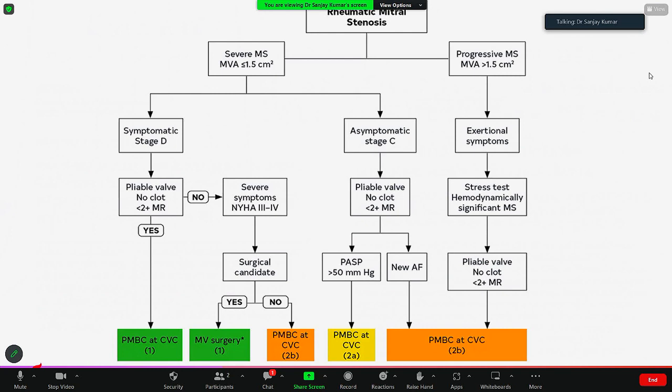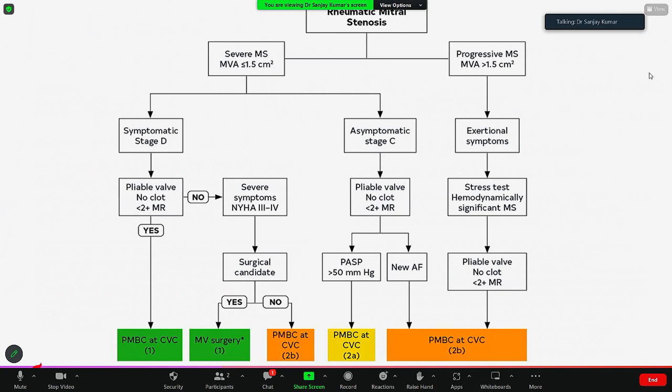If the patient has severe mitral stenosis on echocardiographic criteria but is asymptomatic, which is called stage C, the valves are pliable, there is no clot, the degree of MR is less than 2, and you find that the pulmonary artery systolic pressure is more than 50, then you subject the patient to percutaneous mitral commissurotomy, again a percutaneous intervention at a comprehensive center. If the patient has new onset atrial fibrillation as well, the percutaneous intervention is still recommended, but with a class 2B indication.